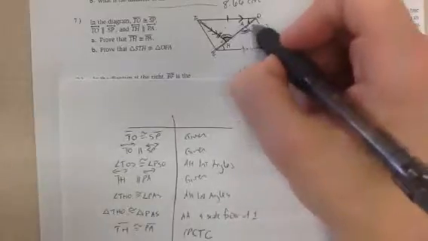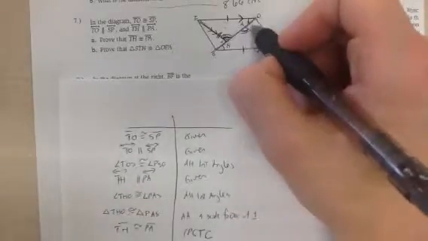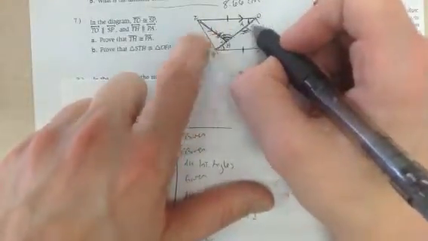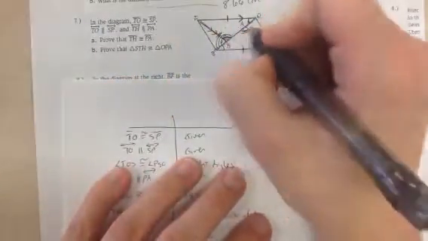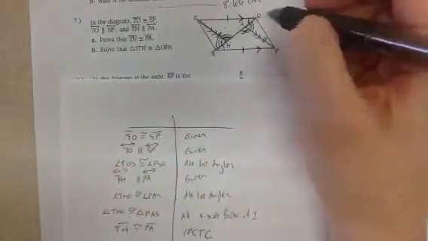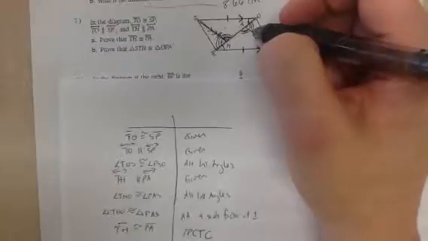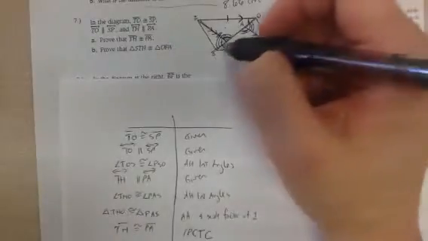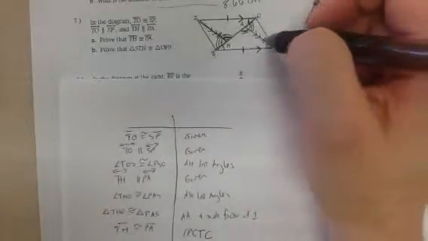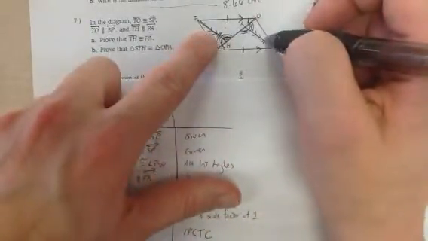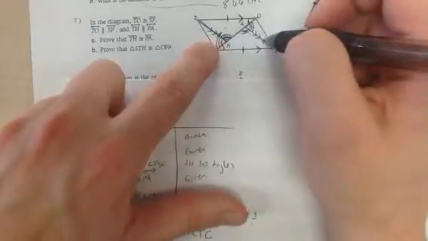Same thing here. These are a linear pair, subtract from 180. So these two have to be the same because they're both 180 minus the same angle. So we can mark those. So we've got this angle and this angle are congruent. We've got a side and a side that are congruent. So we've got angle, side.